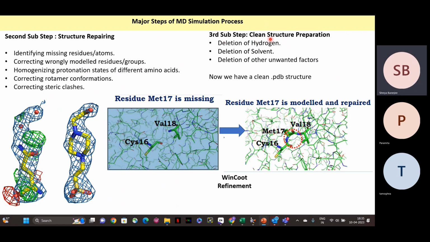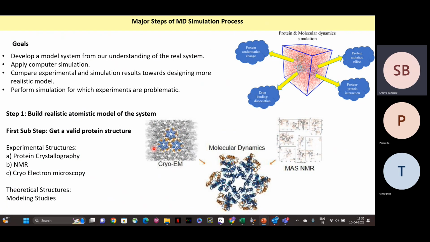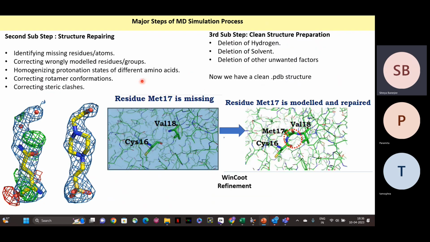The third substep in preparing this initial model is to delete hydrogen wherever required. Since there are so many hydrogens in a protein structure, often it can confuse the results or give us unwanted artifacts. So the hydrogens are deleted wherever we want a more clear picture. And we can delete the solvent if we want to study the folding of the protein in the absence of any solvent, and we can clean up the structure in that way. So now that we have followed the three sub-steps of getting the initial protein structure and then repairing and cleaning the structure, we now have a clean PDB structure.